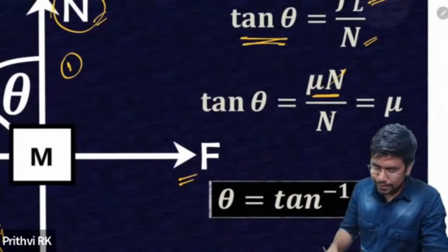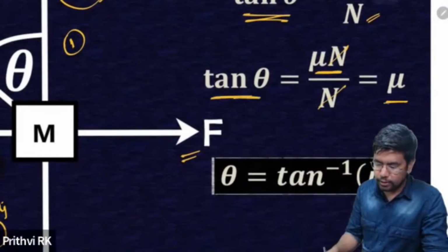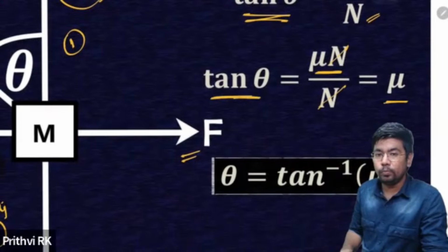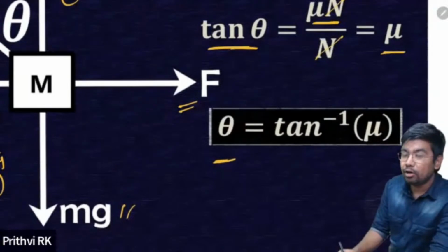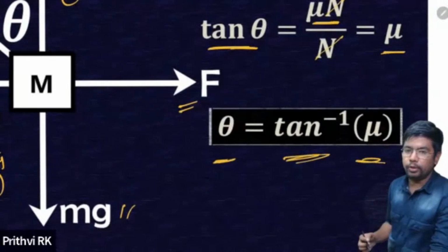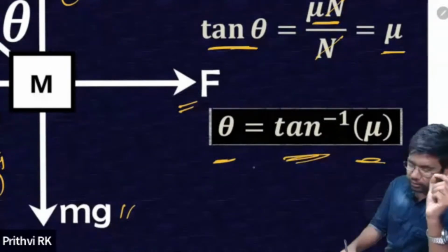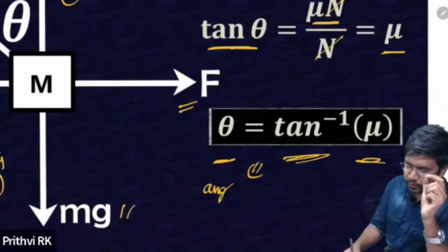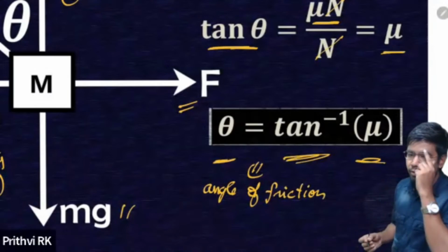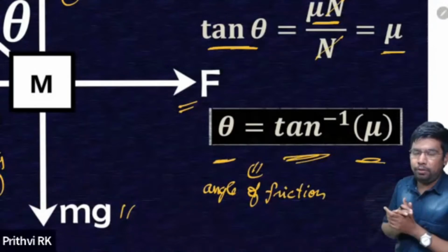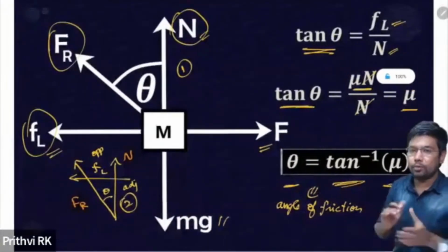So here N gets cancelled. Then what we will get? Tan theta is equal to mu. So from this, you can say that the angle theta, or angle of friction, is tan inverse of mu. Angle theta is equal to tan inverse of mu. So this is the formula for the angle of friction.